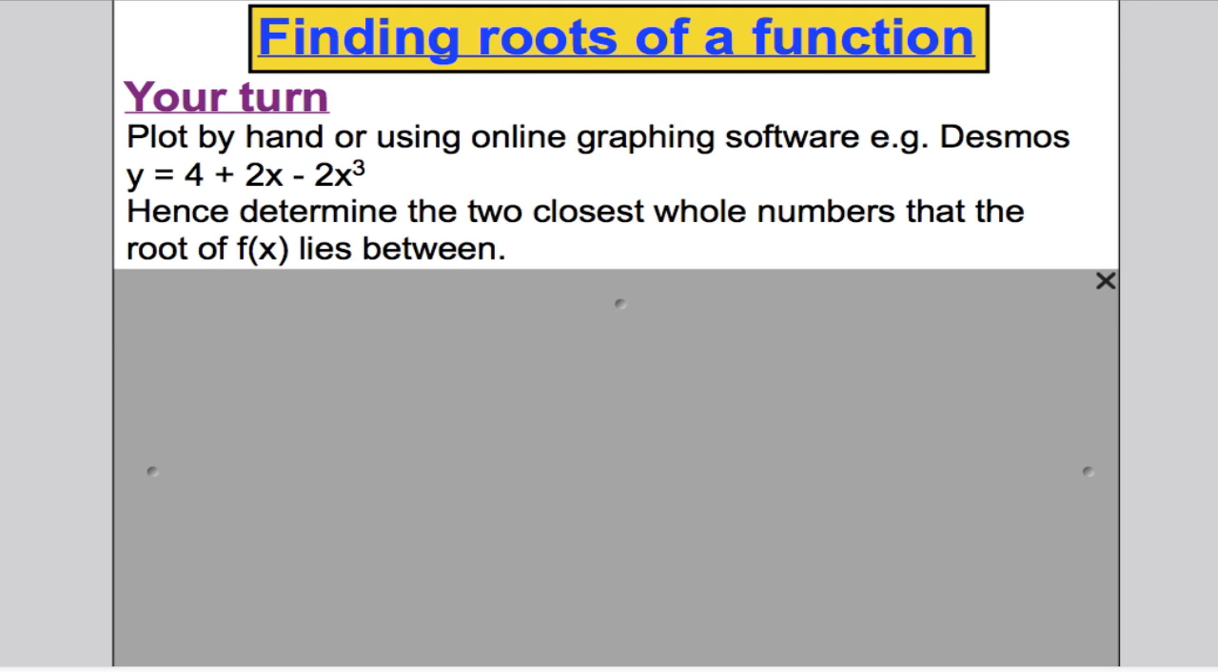I'd like you to have a go now. You can plot the following by hand, or you could use graphical software. I would like you to determine the two closest whole numbers that the root of f of x lies between. Now, you could use graphing online software.